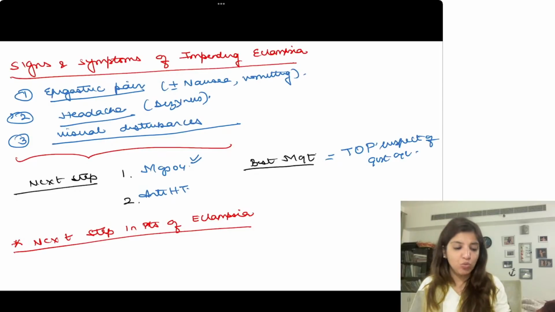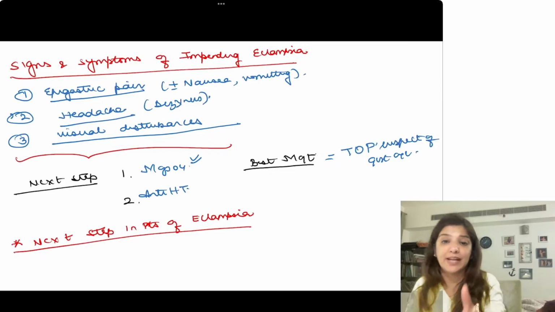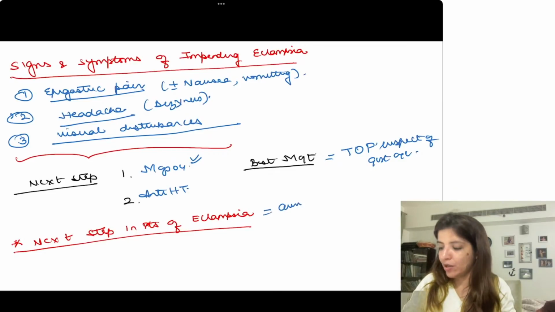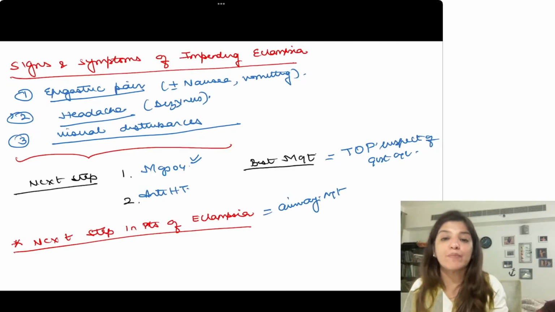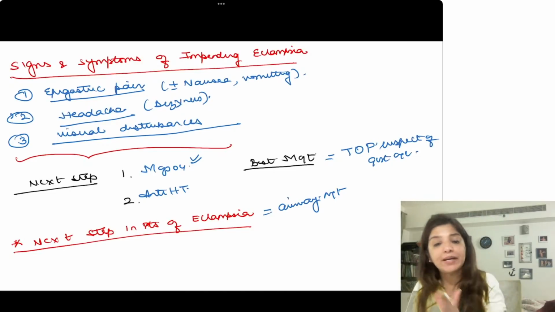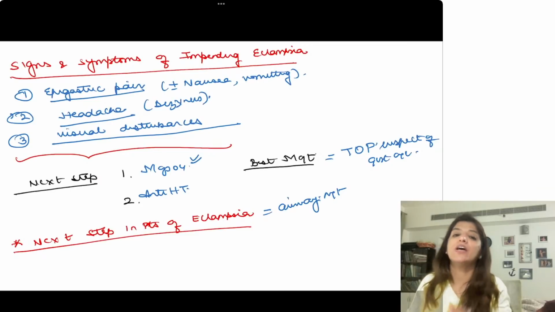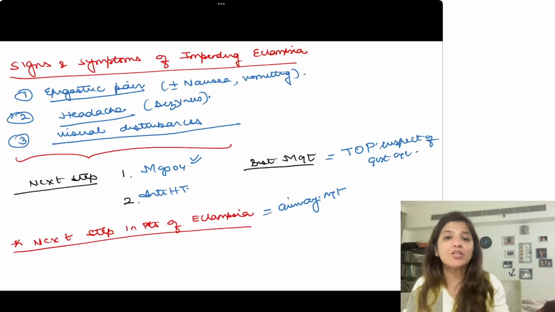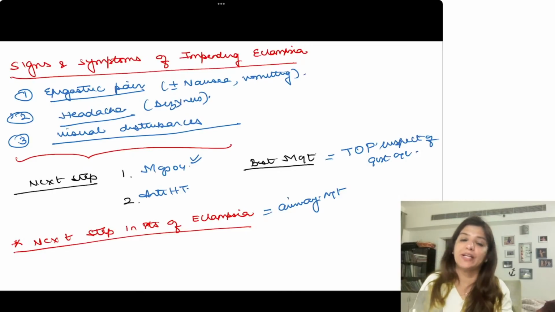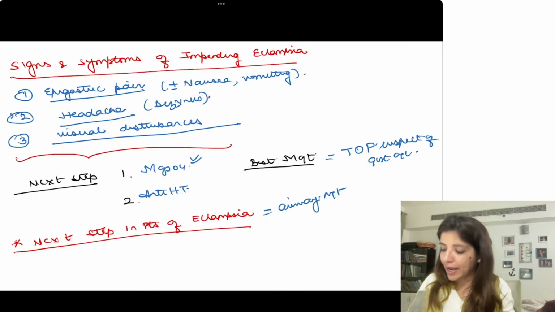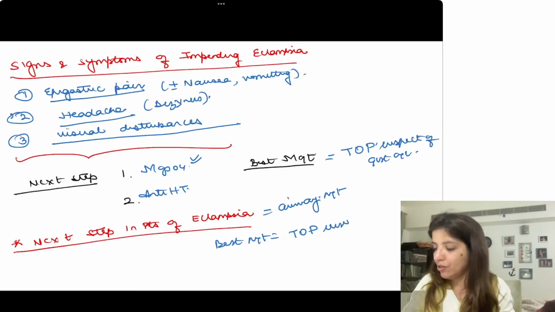Right? If they ask you what is the next step in management of eclampsia, patient of eclampsia has come to you, what is the next step? Next step is airway management. So the first step which you have to do when a patient of eclampsia comes to you is airway management. The first step whenever a patient of impending eclampsia is there is magnesium sulfate followed by antihypertensive. Best management of impending eclampsia is termination of pregnancy irrespective of gestational age. Again, best management of eclampsia is also termination of pregnancy irrespective of gestational age.